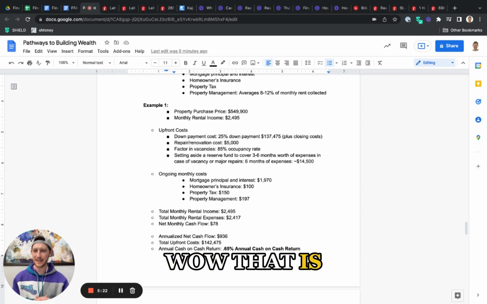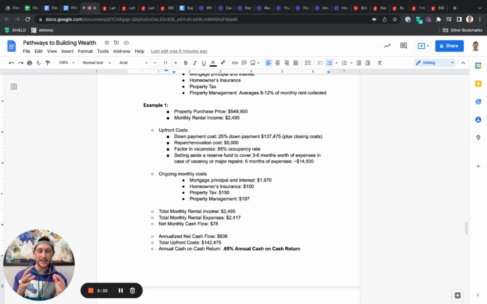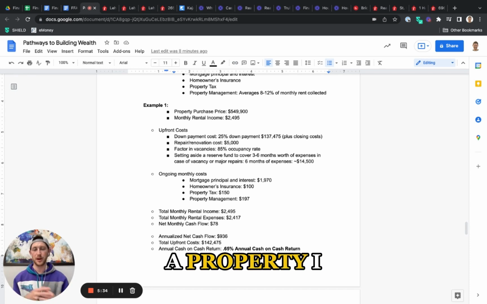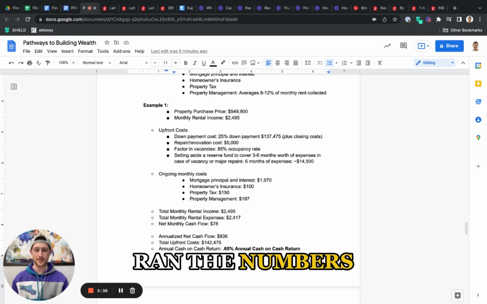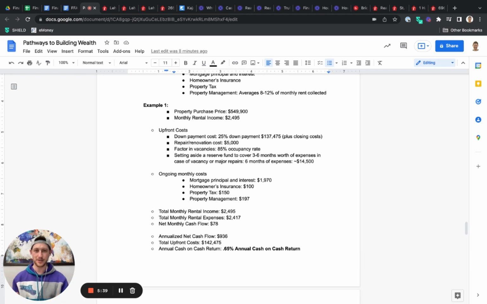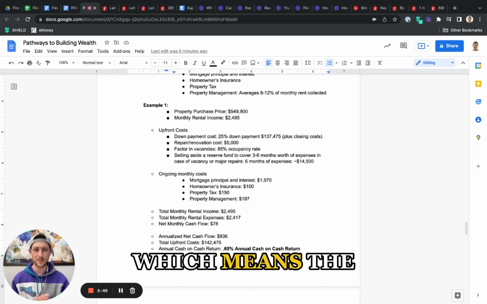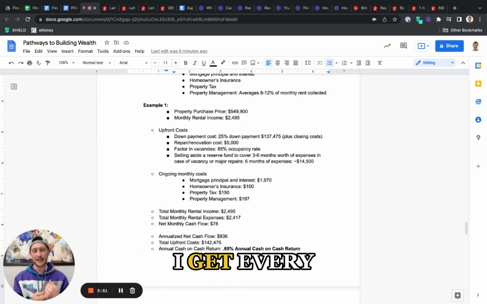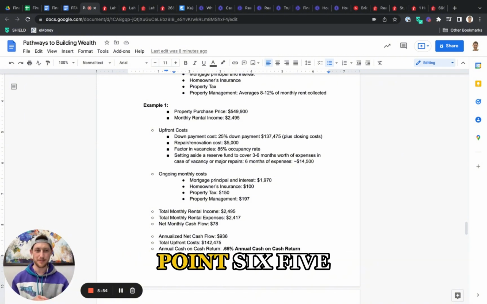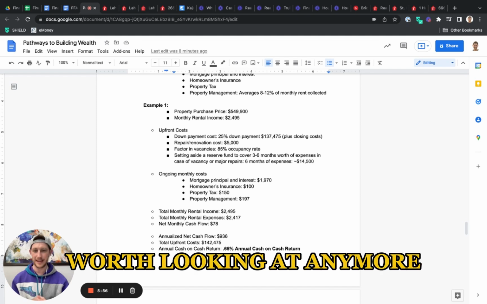Wow, that is something else. Again, I just went and looked in a neighborhood and found two properties and average rents for a similar size property. I looked at a property I kind of liked and I just ran the numbers. Obviously, after running the numbers, I am not going to do that. That is not worth the effort in the least. 0.65% annual cash on cash return, which means the cash I put in, what's the return I get every year on that? 0.65% is not worth looking at anymore.